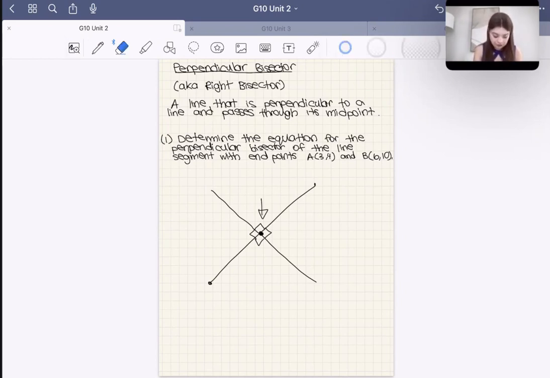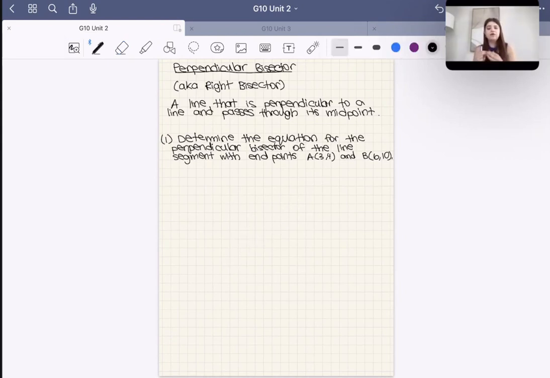The other thing I can't stress enough is that the perpendicular bisector is itself a line. It's not just a point, right? And so given that it's a line, we should be able to express it in y equals mx plus b format. When it says determine the equation for the perpendicular bisector, they're looking for an equation in the form of y equals mx plus b, or equation of a line.